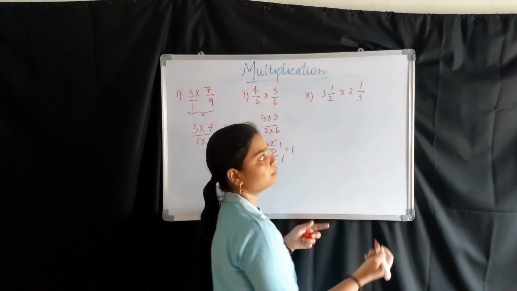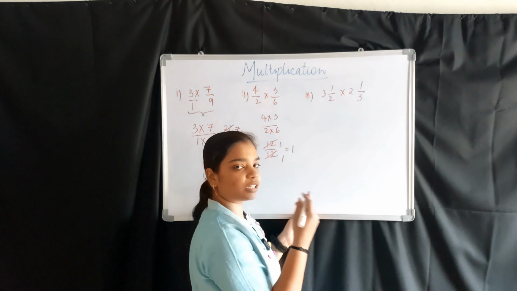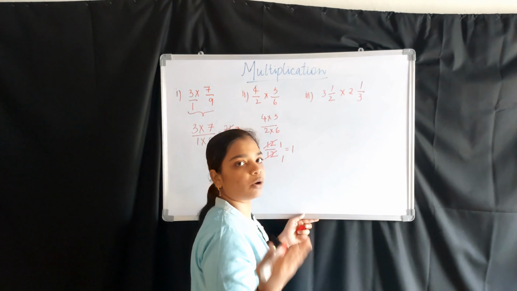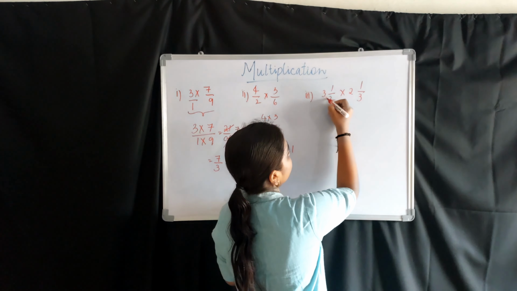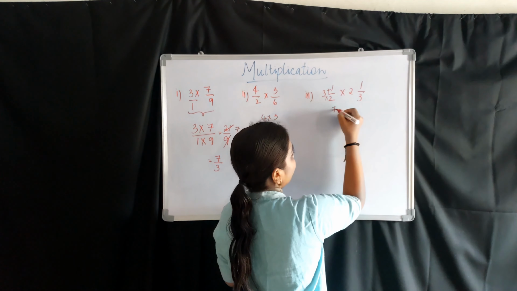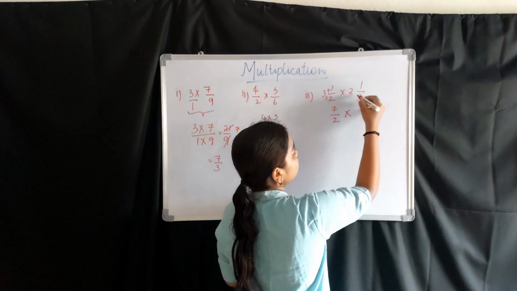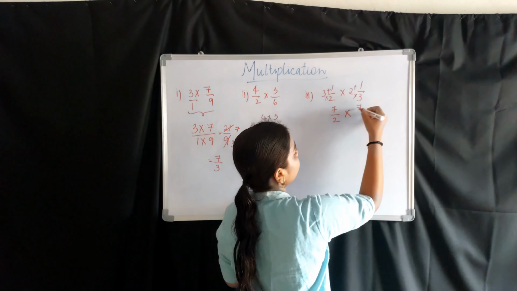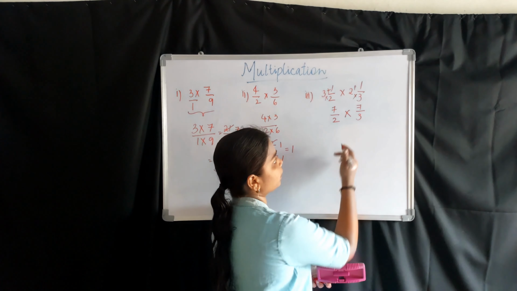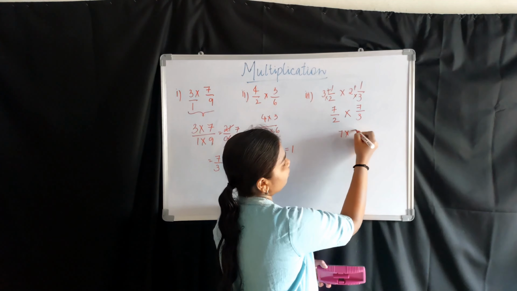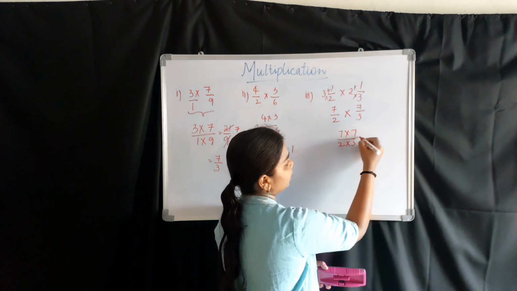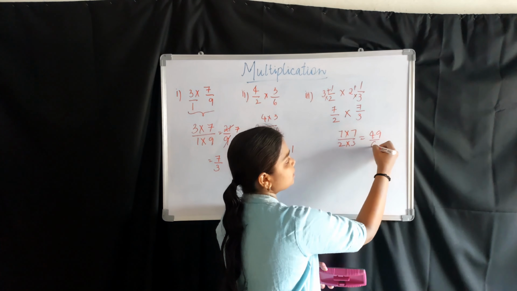Now, to simplify this mixed fraction as well, we'll have to convert it into improper and then multiply. So it is 3 times 2 plus 1, 7 by 2, into 3 times 2 plus 1, 7 by 3. So it is 7 into 7 by 2 into 3, that is 49 by 6.